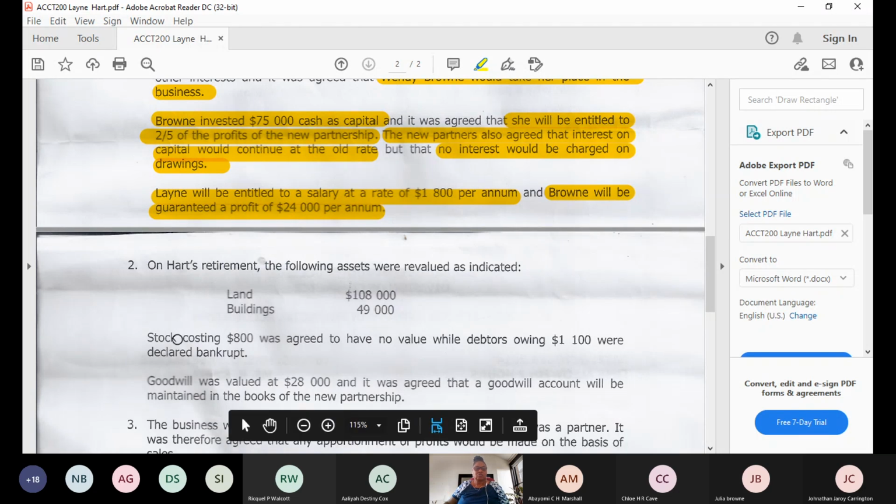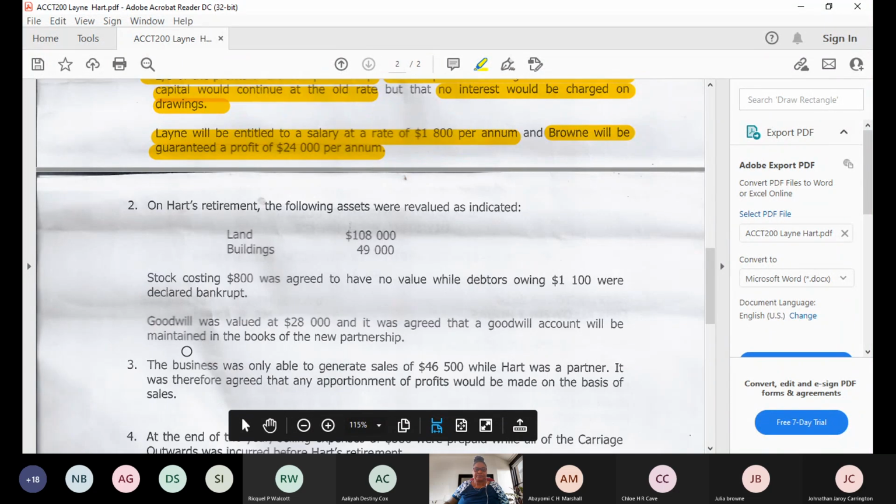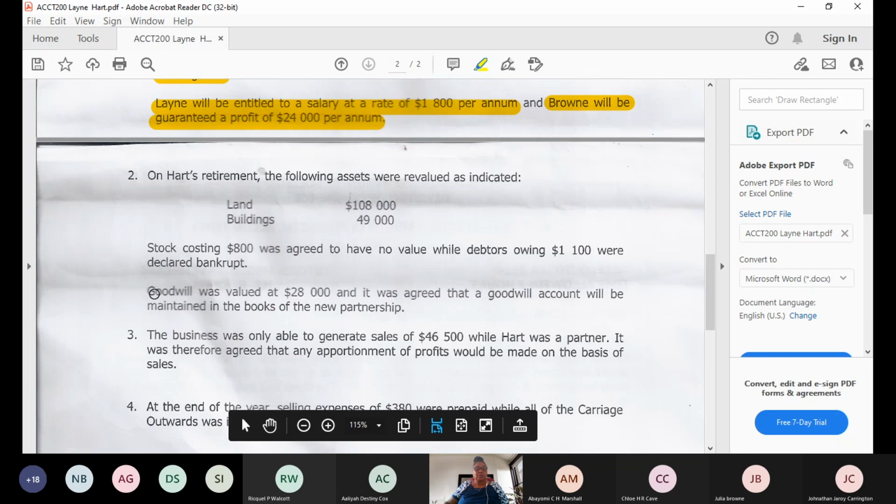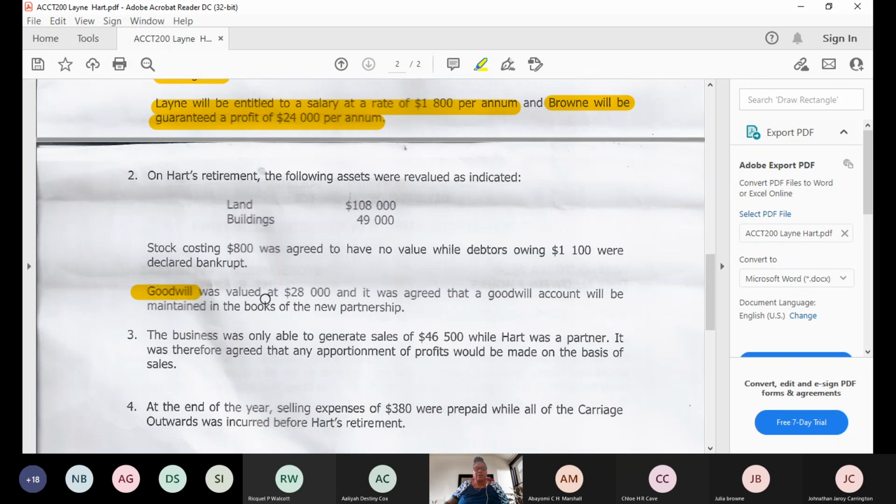All right, stock costing $800 was agreed to have no value, while debtors owing $1,100 were declared bankrupt. Okay, so these are some things that are happening when it comes to your assets. Then they also speak about goodwill. We have a PowerPoint on goodwill as well. Goodwill was valued at $28,000, right? And it was agreed that a goodwill account will be maintained in the books of the new partnership.